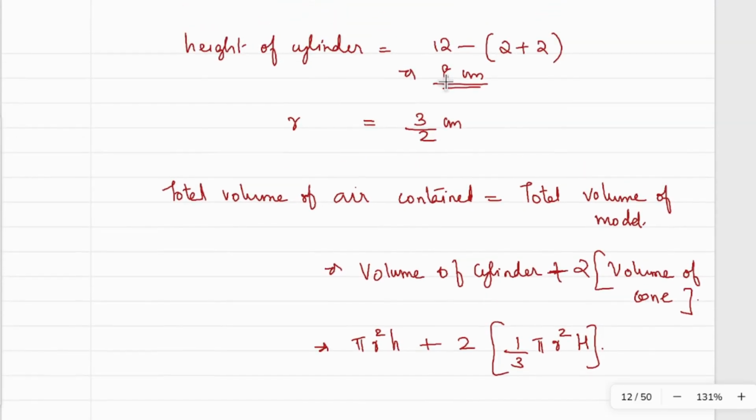Here, the height h of the cylinder is equal to 8 centimeters, and the height of the cone, let it be represented by capital H, is equal to how many centimeters? It is equal to 2 centimeters, right?